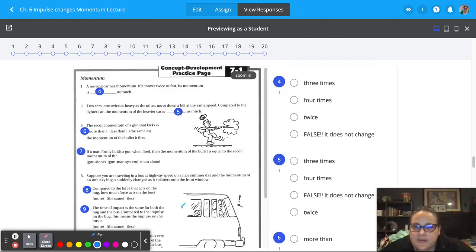All right, you're going to work through this practice page next. Read each question carefully and apply the concepts that we've learned so far. Momentum is mass times velocity.